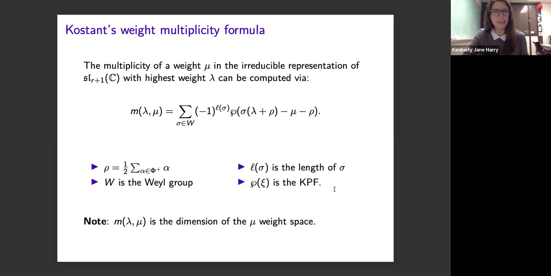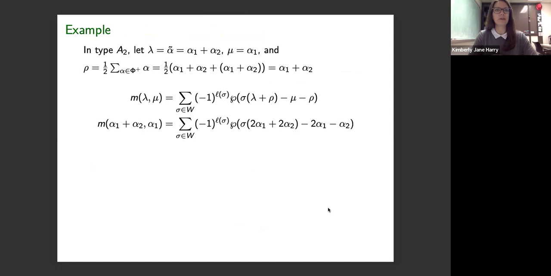Okay, so let's look at an example. I'm going to stick with type A2. Lambda, remember, is always the highest weight. So I notate it like this, but I also just think of it as alpha 1 plus alpha 2. And then I decided I'm just going to pick a mu, and mu here is going to just be alpha 1.